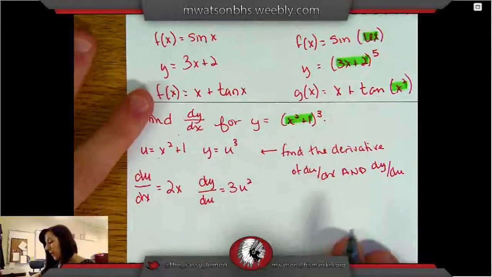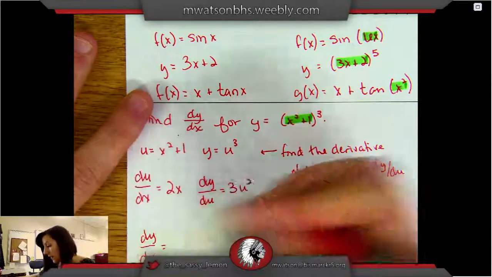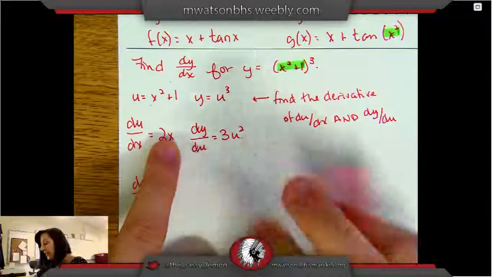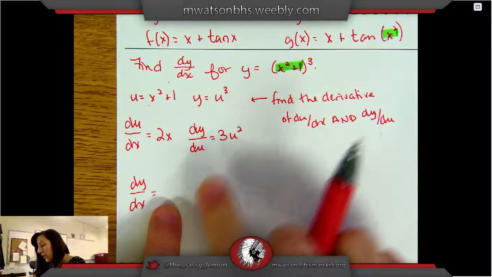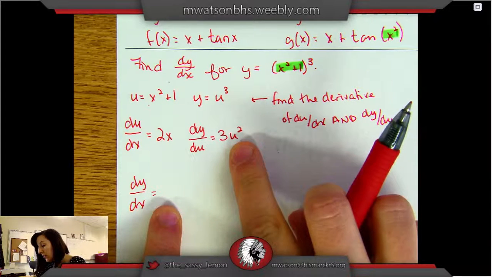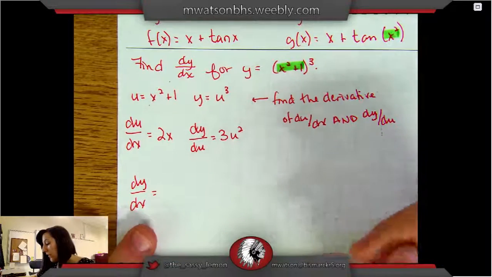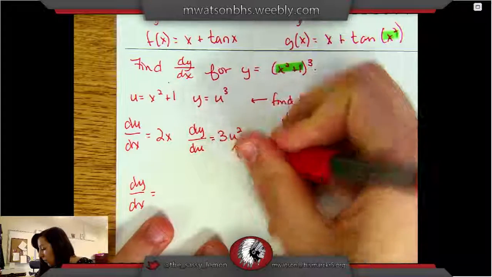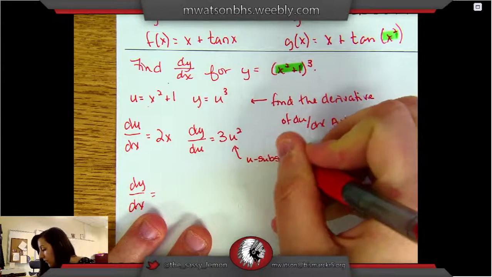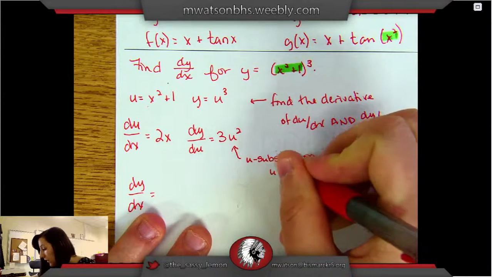Now there's a slight problem here, and that is we are going to have two variables if we do that. If we plug this in and this in, we're going to have two variables. So this needs to now be changed back to what u was originally, which is x squared plus 1. So when we go to multiply these, we're going to do our u substitution, and we're going to say that u equals x squared plus 1.